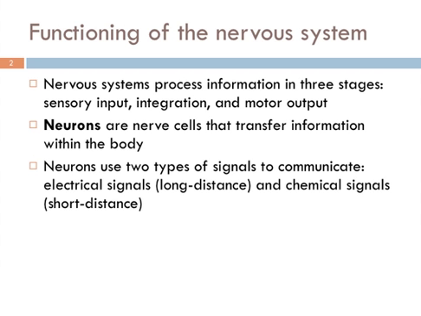The name that we give to the cells that conduct information within the nervous system is the neuron. And neurons can use either electrical signals or chemical signals to communicate with one another. And we'll look at how both of those work.